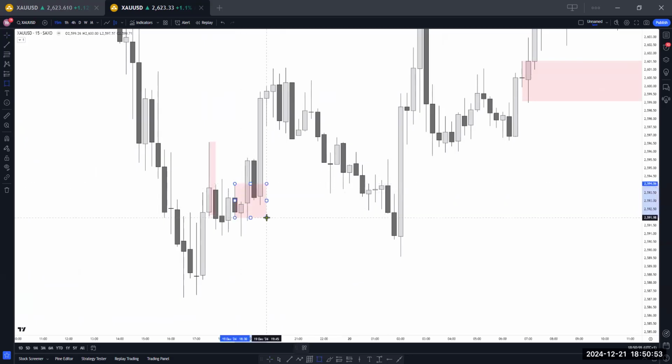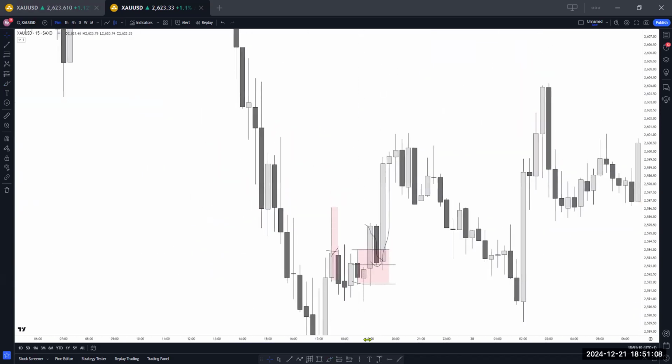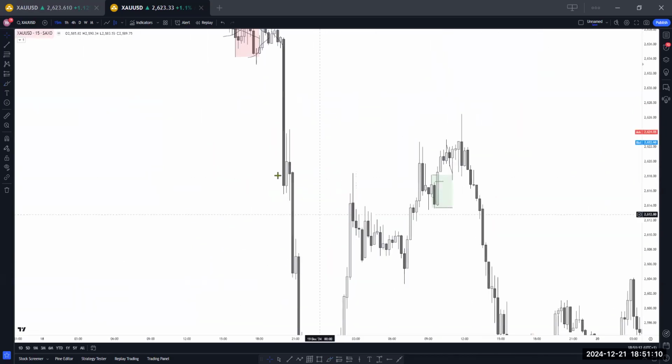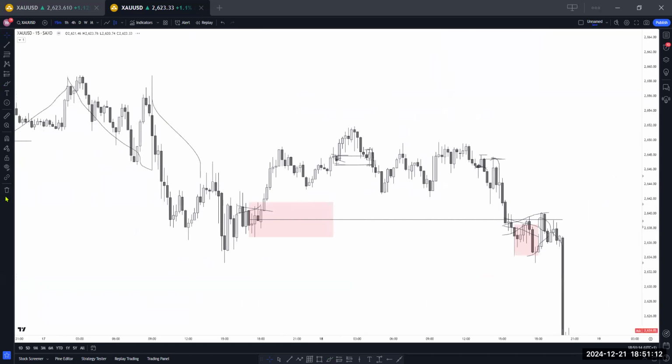This is a bullish engulfing over here. Right? Do you agree? Yes, engulfing. This is a bullish engulfing. Wow, price came, tapped, and then okay. So let's see another example. I want to be sure. So let me take this off.